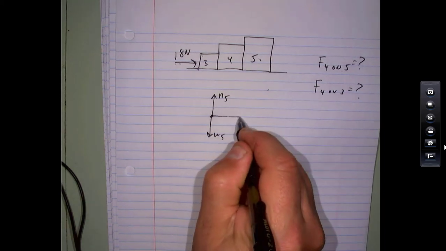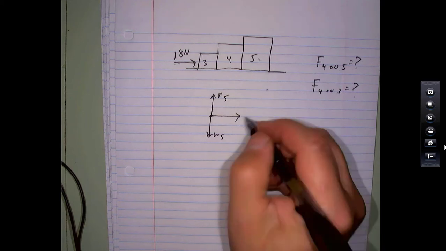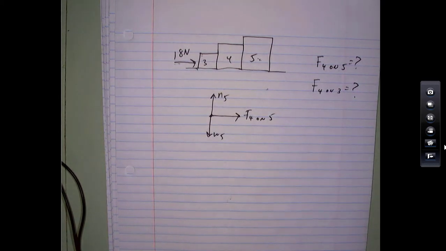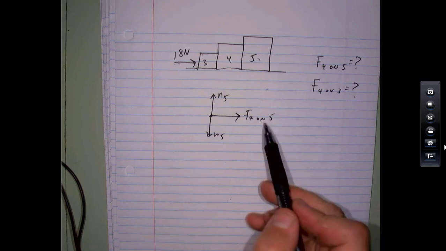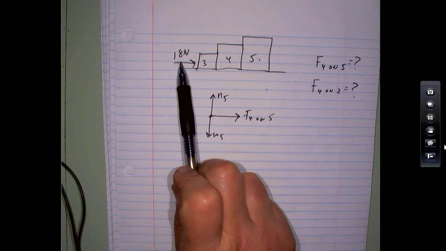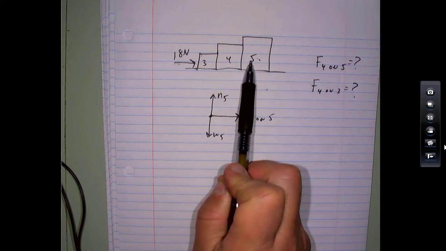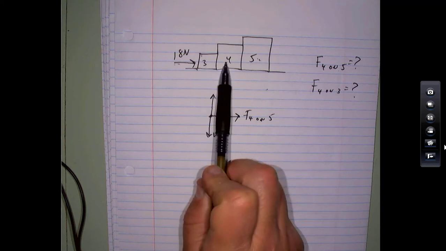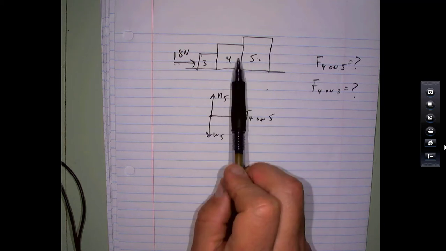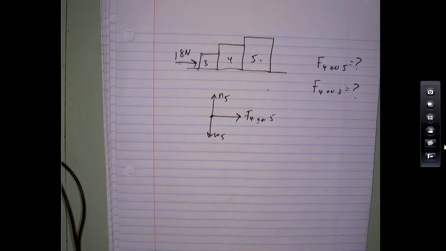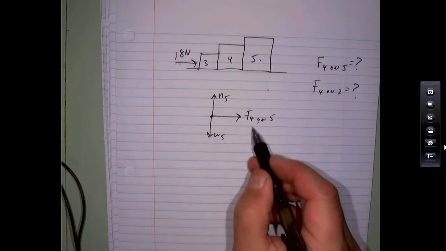So the only one on 5, other than what I've already written down, is the force from 4 on 5, because they're in contact with each other. This is the only horizontal force on 5. Ultimately, part of this 18 newtons is shared by 5, but all the 18 newtons is applied to 3. 3 is in contact with 4 and applies a force to 4. 4 is in contact with 5, and that's what we have here. Those are the only forces on 5.